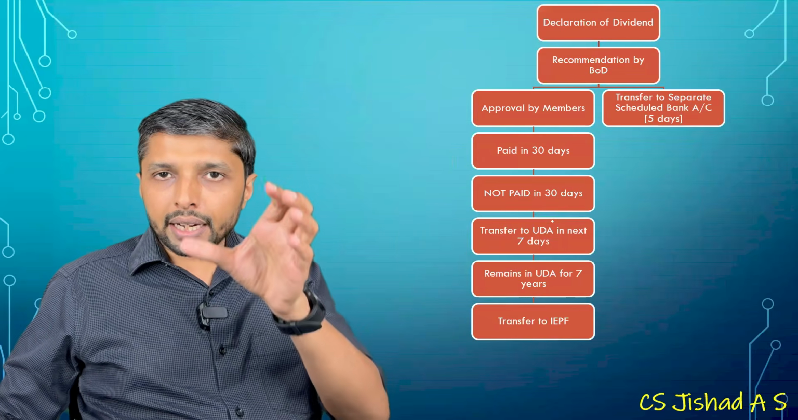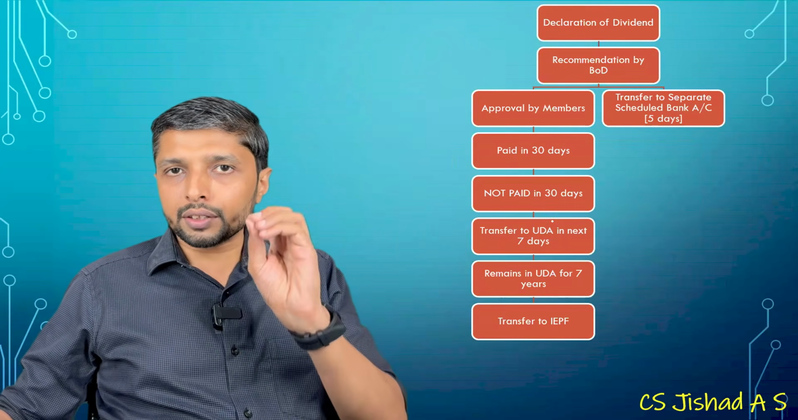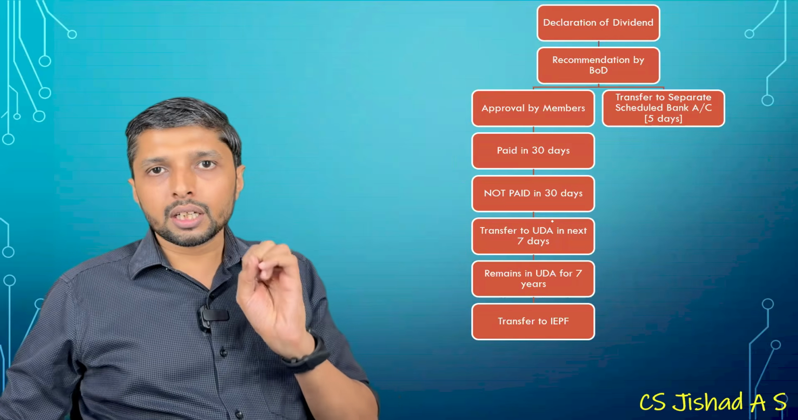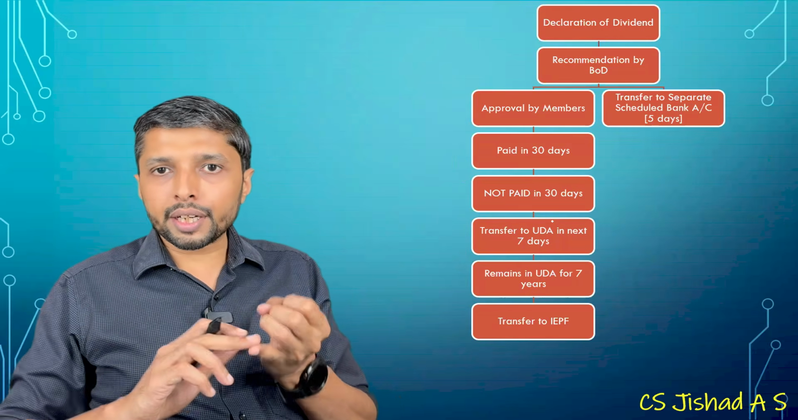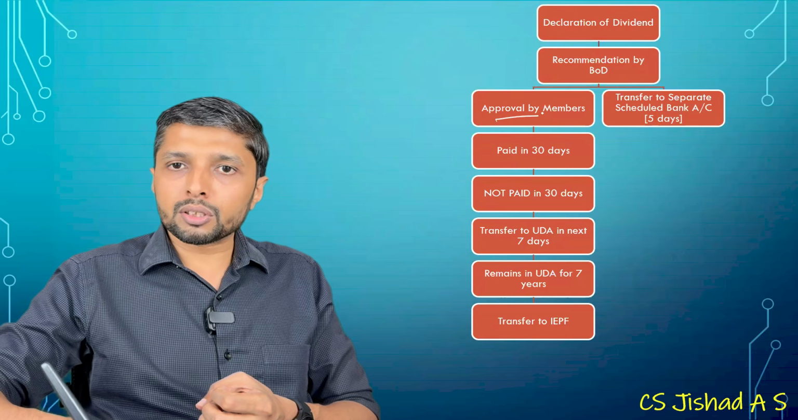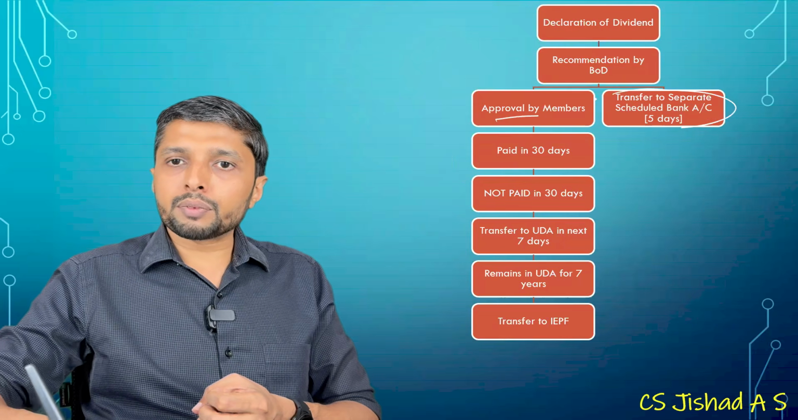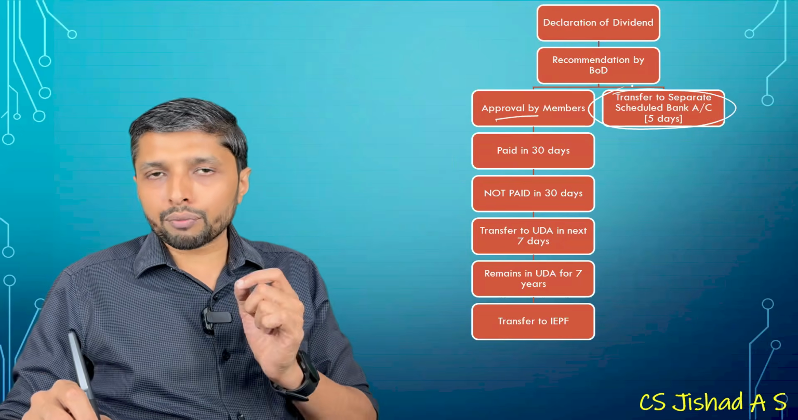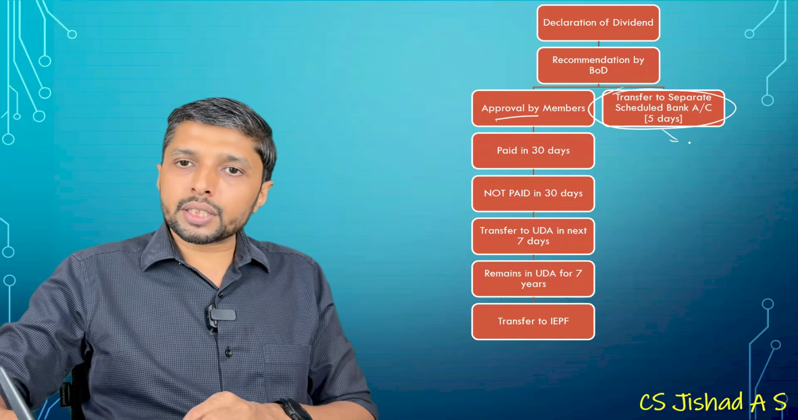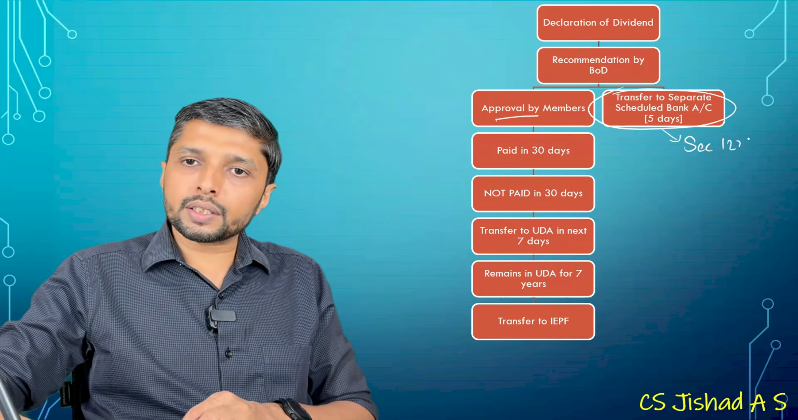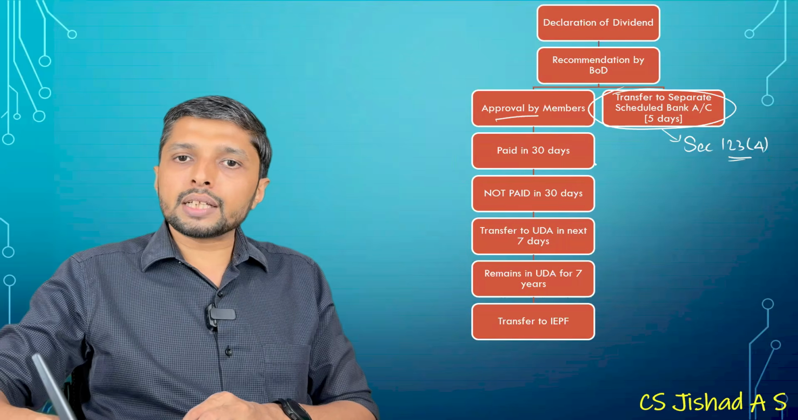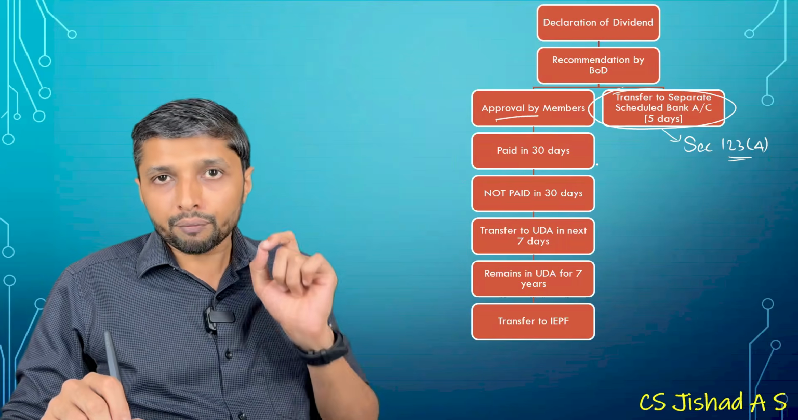Okay, then we can have the procedures of the declaration of final dividend. Once board is recommending the final dividend, it will be approved by members. After approval, it will be transferred to a separate scheduled bank account within 5 days of declaration, which is explained in section 123 subsection 4. Dividend has to be paid within 30 days of declaration.